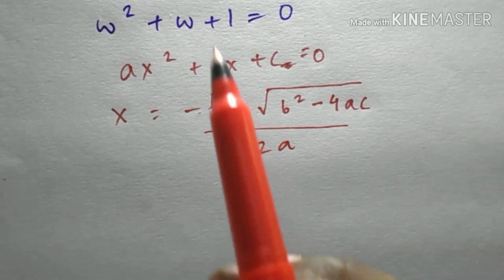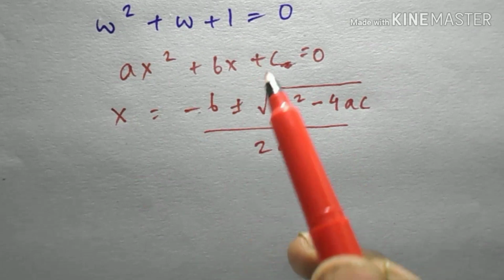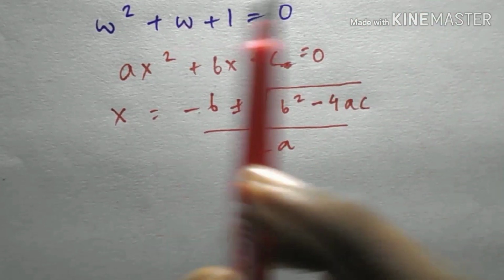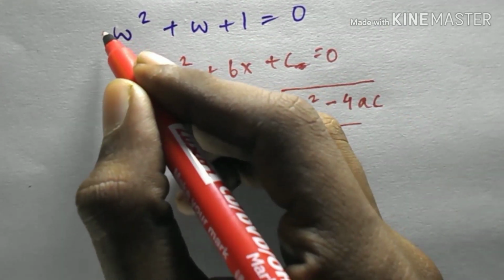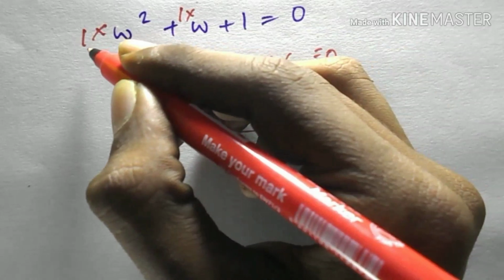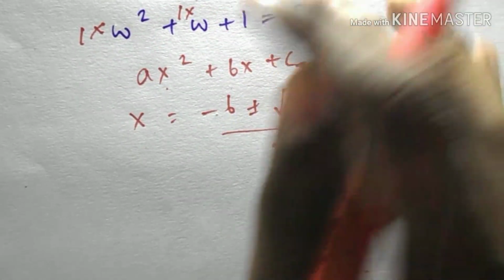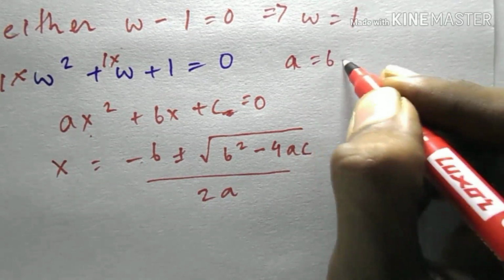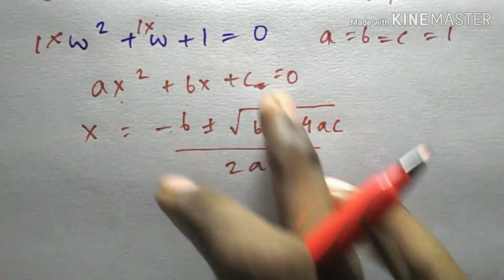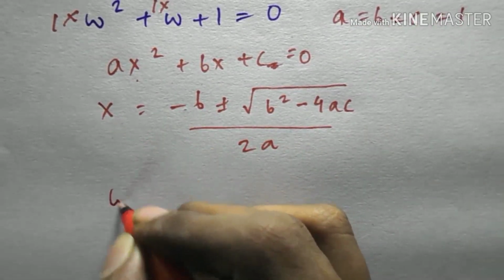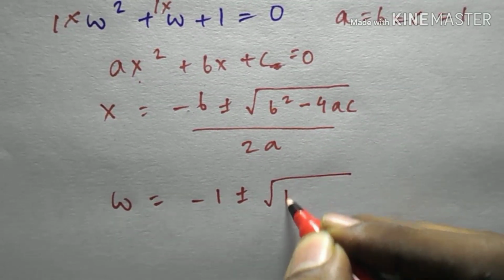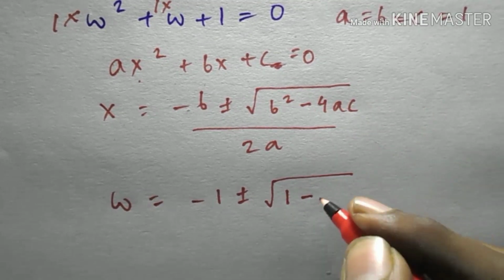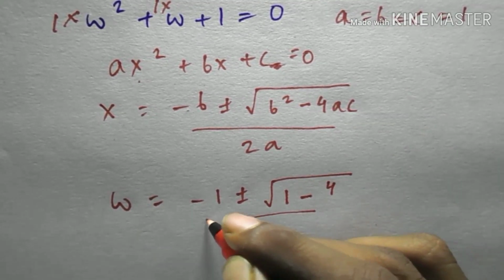Now what are these a, b and c? Well, these are the coefficients of the x square, x, and of course the last term respectively. So in this case, x is my omega here, and it's 1 times omega square, 1 times omega, and 1. So we get a equals to b equals to c equals to 1 because all the coefficients are 1. So omega, the solution of this, would be negative 1 plus minus square root of 1 square is 1, then minus 4 times 1 into 1, that's 4, divided by 2.